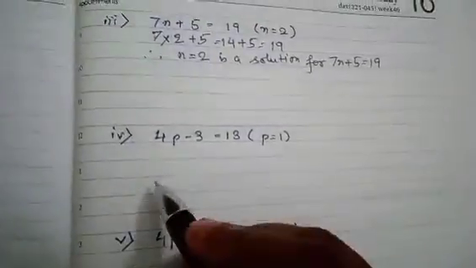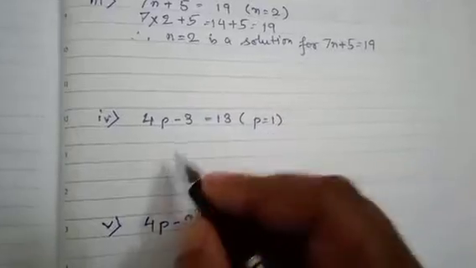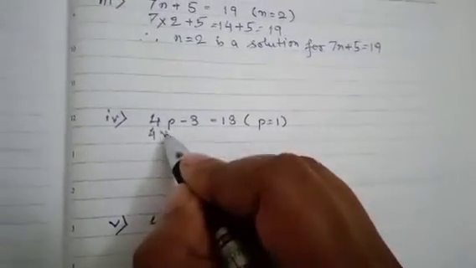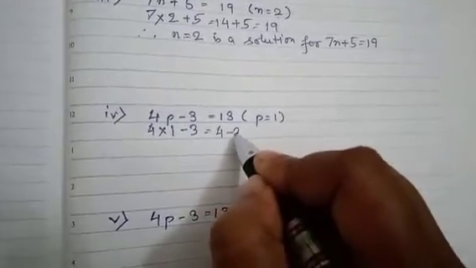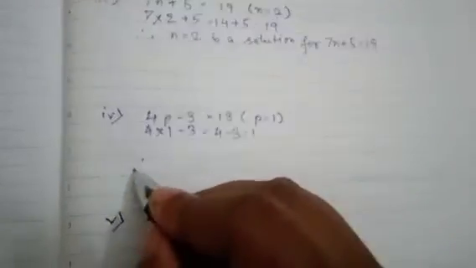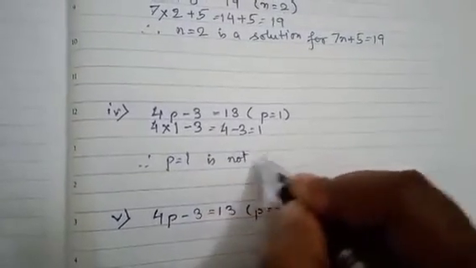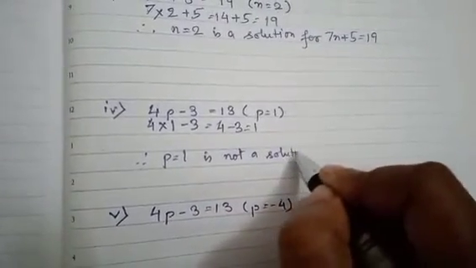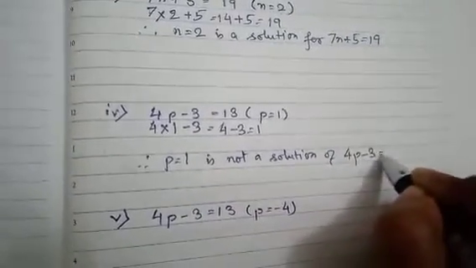Fine. Next, 4p minus 3 is equal to 13. P is 1. So 4 into 1 minus 3. So 4 minus 3 is equal to 1. Therefore, I can say p equal to 1 is not a solution of 4p minus 3 is equal to 13.